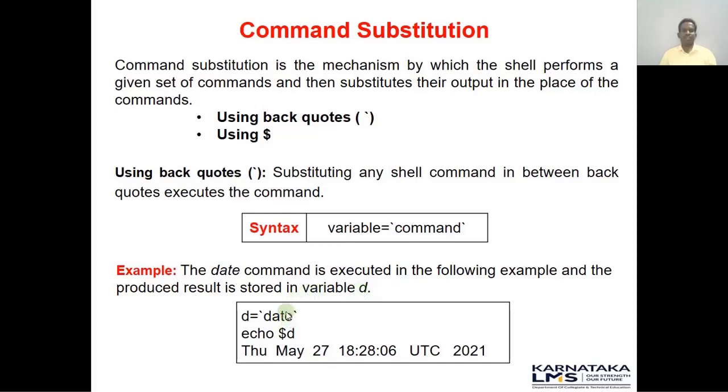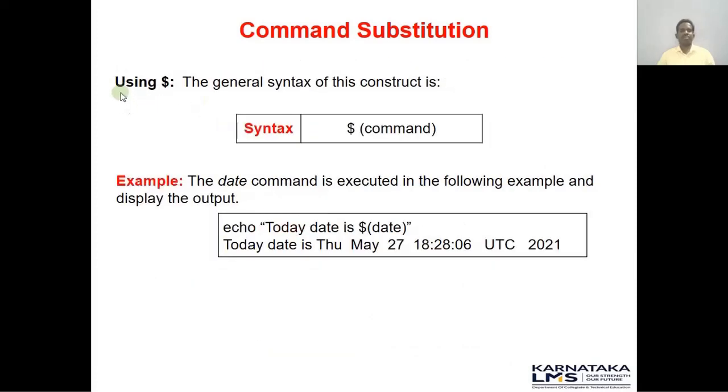Here, the result of the date command is assigned to the variable d. This is known as substitution. Then, the echo command displays the current system date and time using the variable d. Another way of command substitution is using $. The general syntax is $(command). For example, the date command is executed in the following example and displays the output. That is, the result of the date command is substituted and displayed along with the given string.